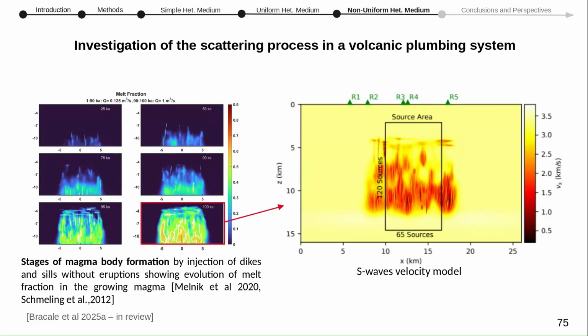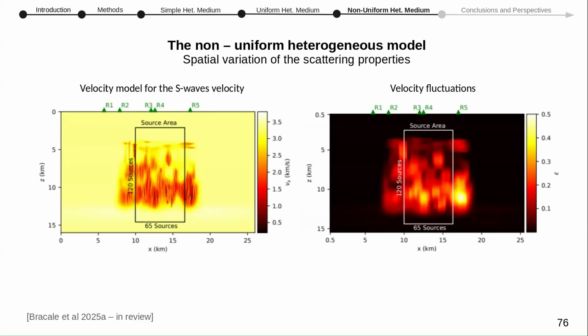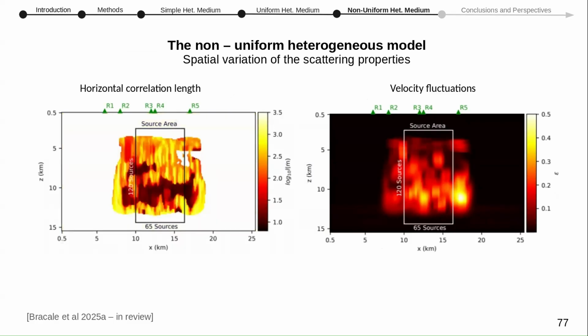The model that we see in this case is much more complex than the model that we analyzed before. The reason is that it belongs to the category of non-uniform heterogeneous models, which means that the scattering parameters change depending on the region that we are observing. For instance, I'm showing the velocity fluctuation on the right, in which we can see that the range is between 0 and 0.5, and also the horizontal correlation length, which before was set to 320 meters. In this case, it changes from a few tens of meters to even kilometers. This highlights that this model is much more complex than before.